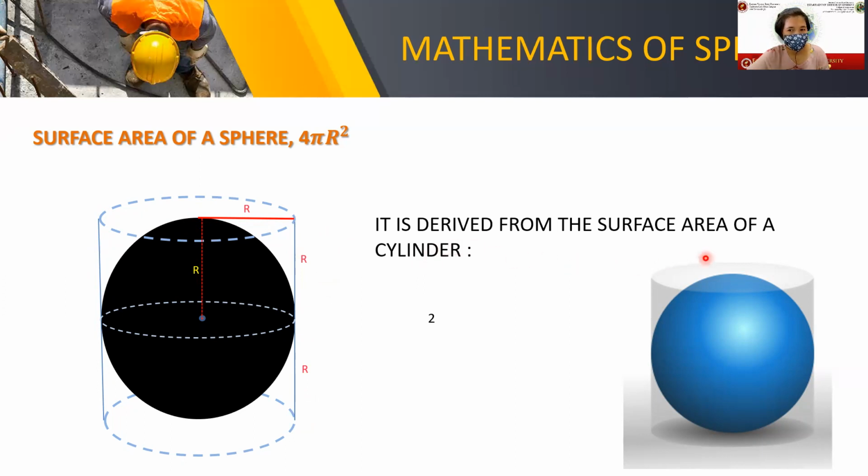So again, it is derived from the surface area of the cylinder, which is 2 pi R squared. The area of the cylinder is given only as 2 pi R squared. And since we have two R's, one portion here and another portion there, we have 2R. So we multiply 2 pi R times 2R, and this will become 4 pi R squared. This is now the surface area of a sphere.